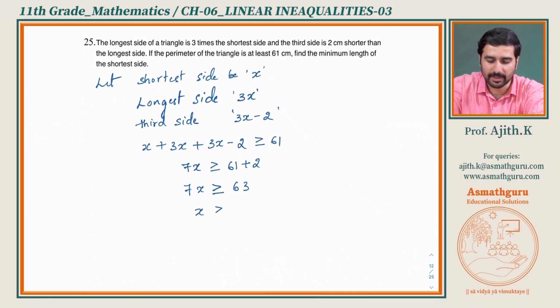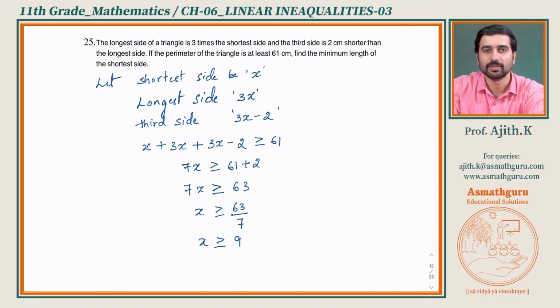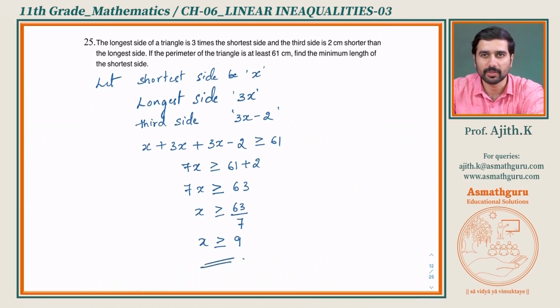So x is greater than or equal to 63 by 7. So we'll get x greater than or equal to 9. So our shortest side, that is x, is greater than or equal to 9. Okay, and we'll go with the next question.